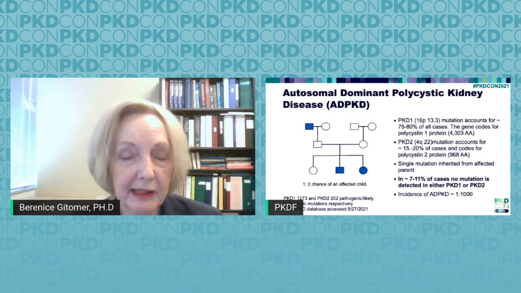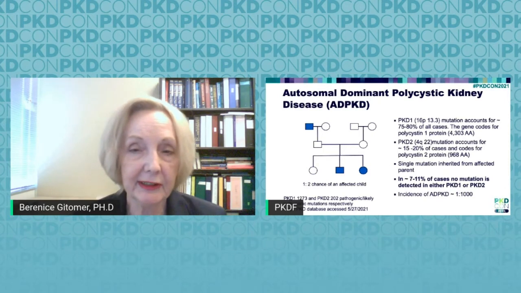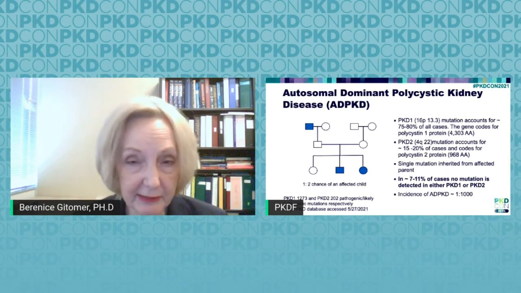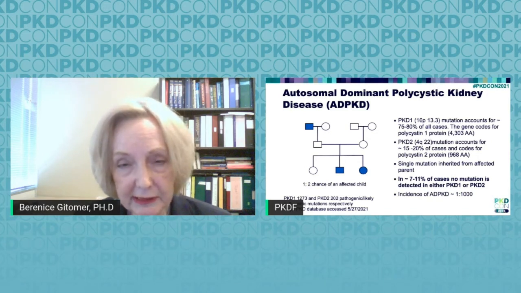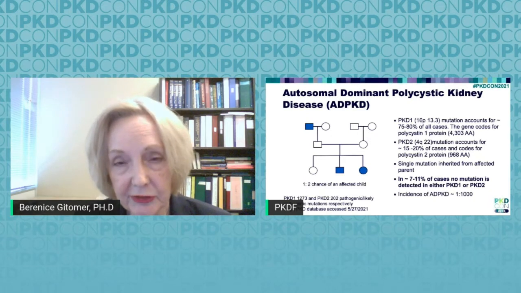So now let's talk about the dominant form of polycystic kidney disease. Shown here is a family, and typically you have an affected parent, and here you can see two affected children, and there is a mistake here. The actual child of the grandparents' generation should be affected, the one on the left.